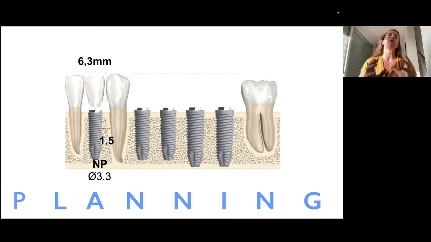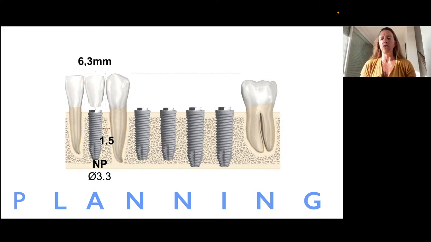So this is very, very important that you start planning, that you start to realize how much is the crown in terms of mesial-distal length, okay? How much do I have in terms of bone between the roots of the neighboring teeth? Do I have the space to accommodate an implant there? So this is crucial and very, very important.